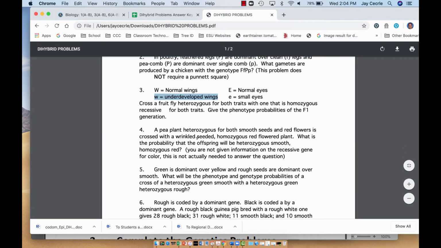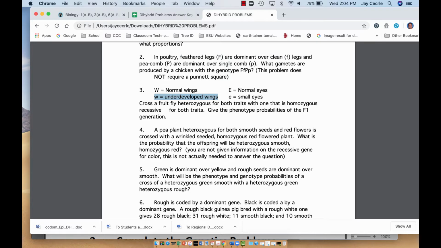So it says a pea, heterozygous for smooth seeds and red flowers, is crossed with a wrinkle-seeded homozygous red flower plant. What is the probability that the offspring will be heterozygous smooth, heterozygous red? It says you are not given information on the recessive gene for this color, but it's actually not needed to answer this question. So this one's a little bit different because it only asks what's the probability that offspring will be heterozygous smooth, homozygous red.